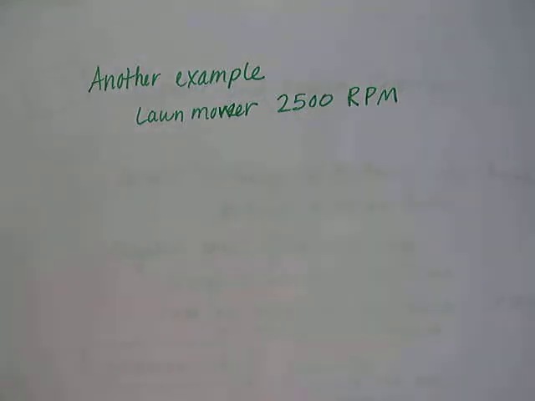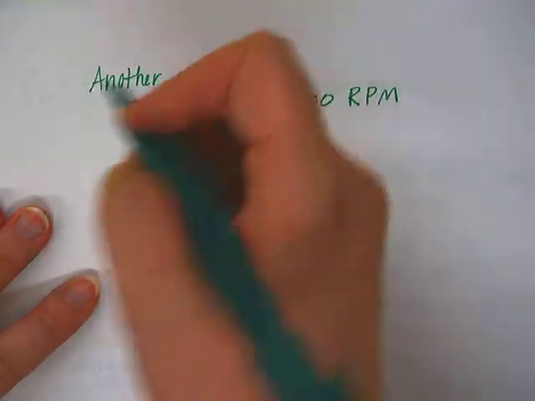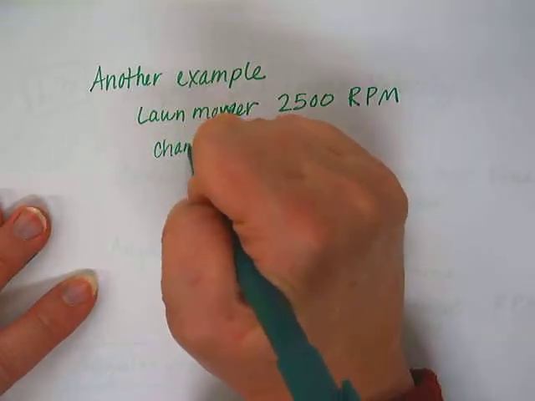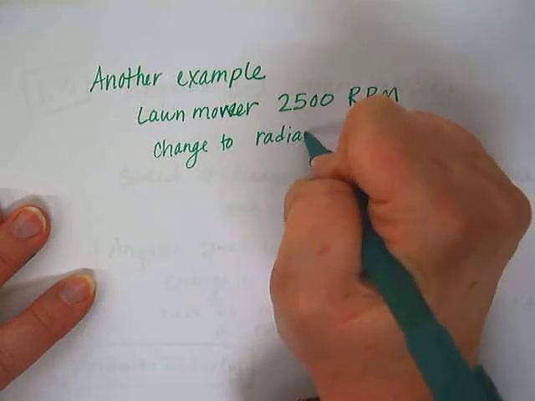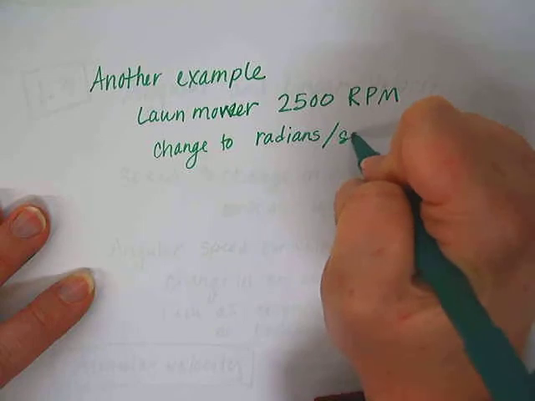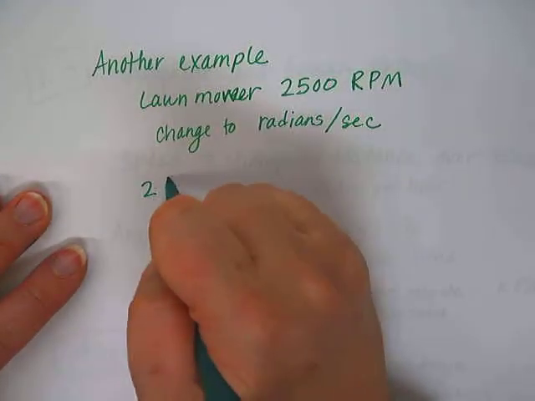Lawnmower 2,500 RPMs means revolutions per minute. We're just going to simply at this point change this to radians per second. Okay, so I'm going to start by writing it this way.